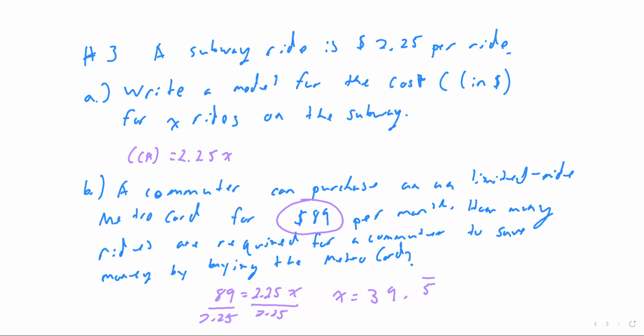All right. So we agree with the math now? Okay. Is 39.5 my answer? How many rides are required for a commuter to save money by buying the Metro card? Can you ride half of a ride? Are you just going to jump off in the middle of it? I think that still counts as a ride. Very good. I cannot have half a ride, but the 40th ride would then mean I'm now saving money. So the answer here would actually be 40 rides.